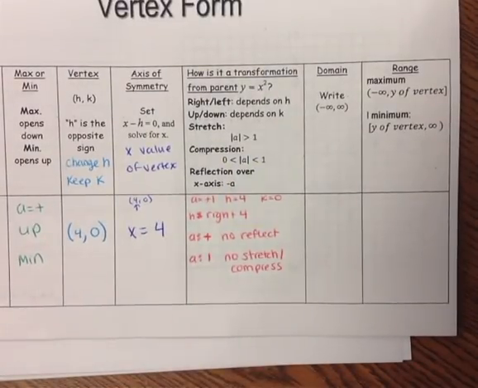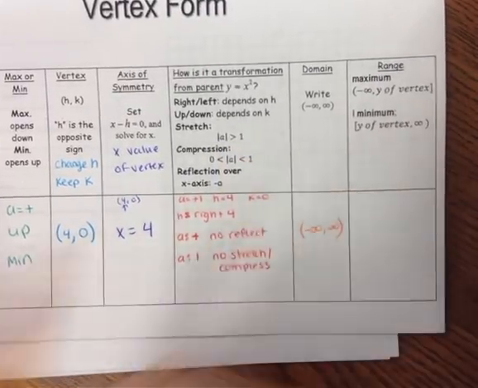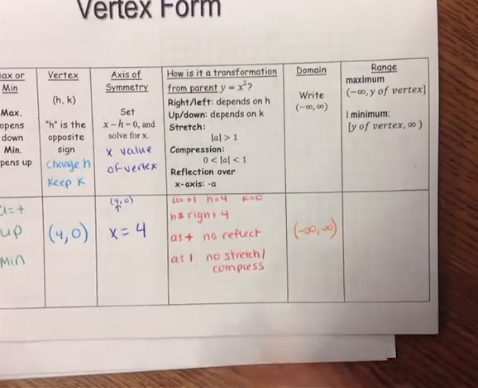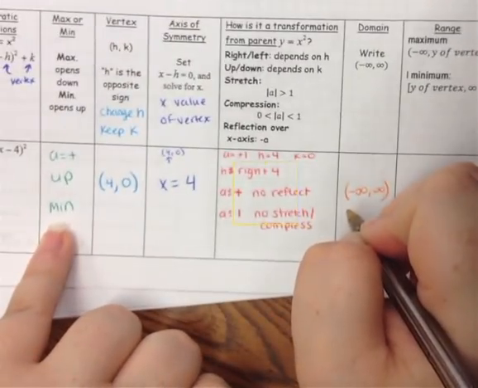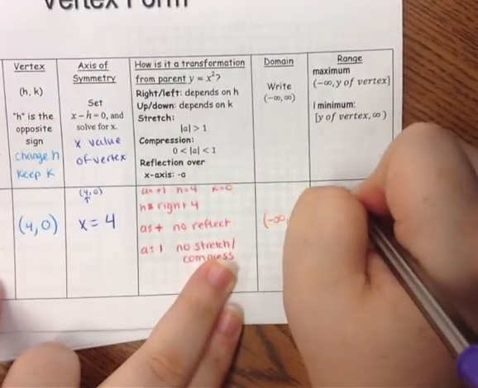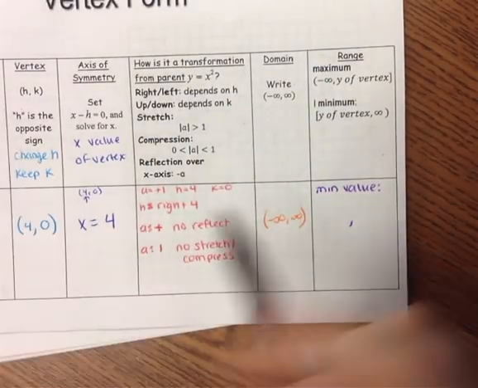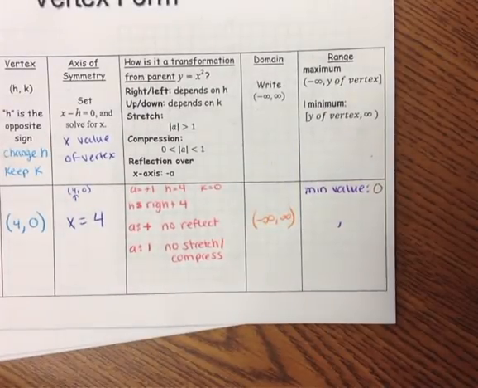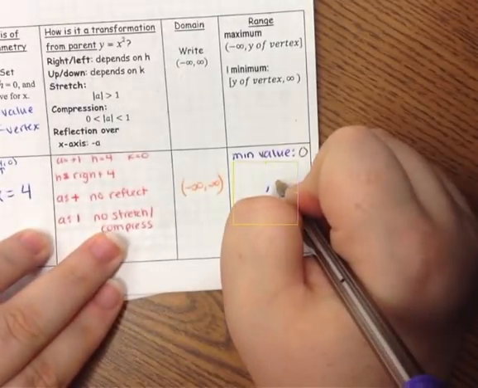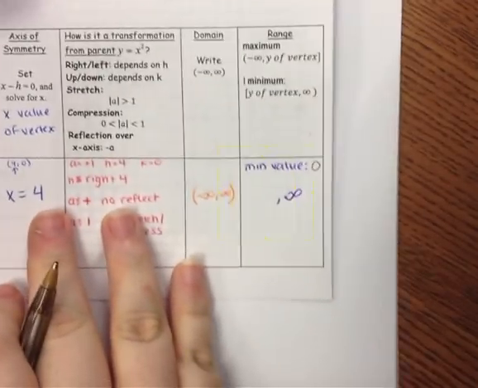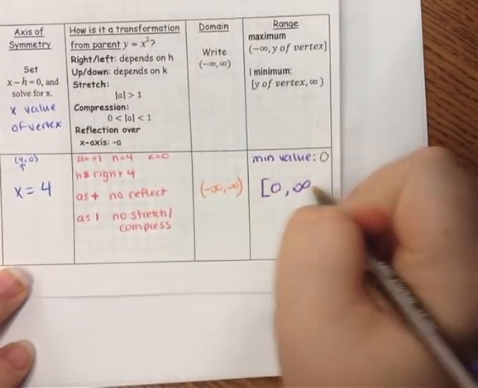We still find our domain and range as we always have. So our domain is still negative infinity to positive infinity with open brackets. And our range is still, I'm going to put my comma in here. We know that the minimum value is still the y value of our vertex. The minimum value is still 0. Since it is opening up, that hasn't changed, so that's a positive infinity. And then our minimum value was 0, so we have a closed bracket and then an open bracket.